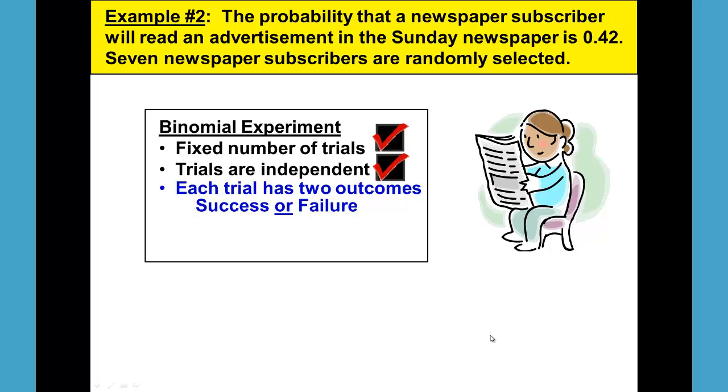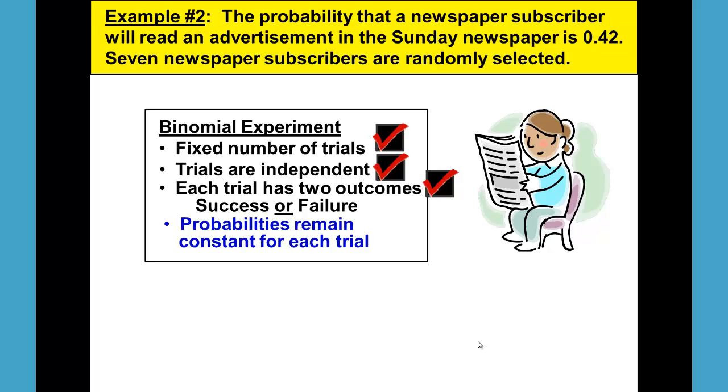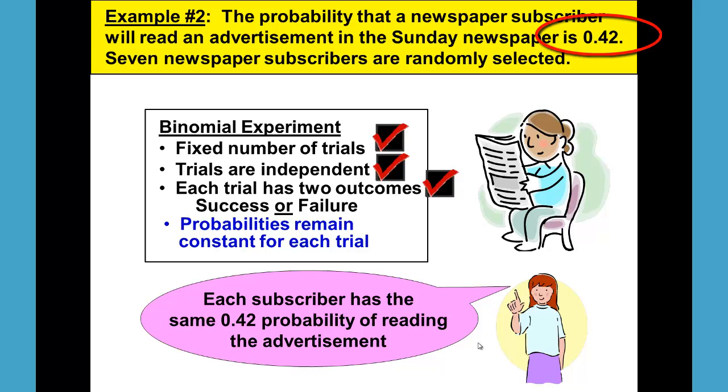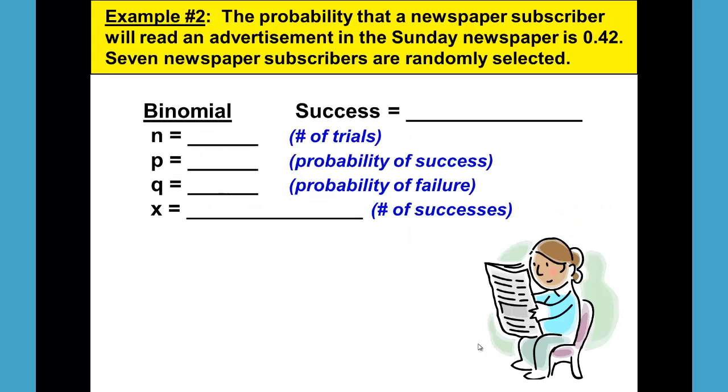Each trial has 2 outcomes, a success or a failure. Success would be to read the advertisement, and the failure would be does not read the advertisement. So yes, we have 2 outcomes. And lastly, the probabilities remain constant for each trial, and each subscriber has the same 0.42 probability of reading the advertisement. So yes, we have a constant probability. So we have a binomial experiment.